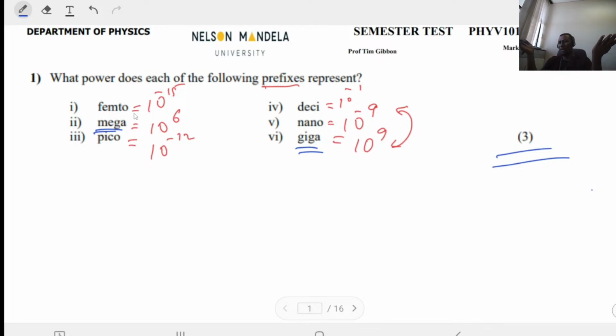What do you make a mistake on here? Simply knowing what these exponents are. I'm not expecting any question from this side.